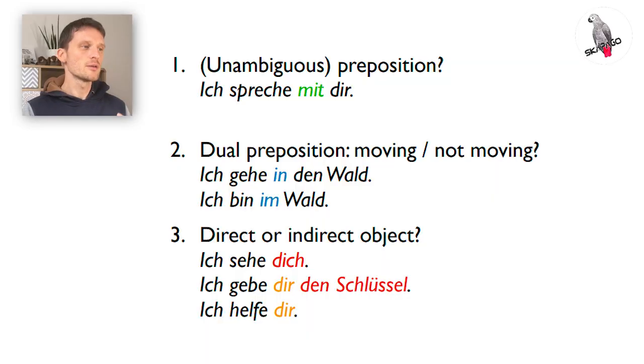And here we have 3 questions that we need to ask ourselves. The first one is, do we have a preposition that is not ambiguous? By this I mean a preposition that will always have the same case. If that is not the case, you have to ask yourself, do I have what I call a dual preposition? We call them Wechselpräpositionen in German, meaning prepositions that demand a different case whether somebody is moving or not moving. And then you have to ask yourself, well, are we talking about a movement here or are we not? And if that is not the case either, if we have no preposition at all, then we need to ask ourselves, is it a direct or an indirect object?